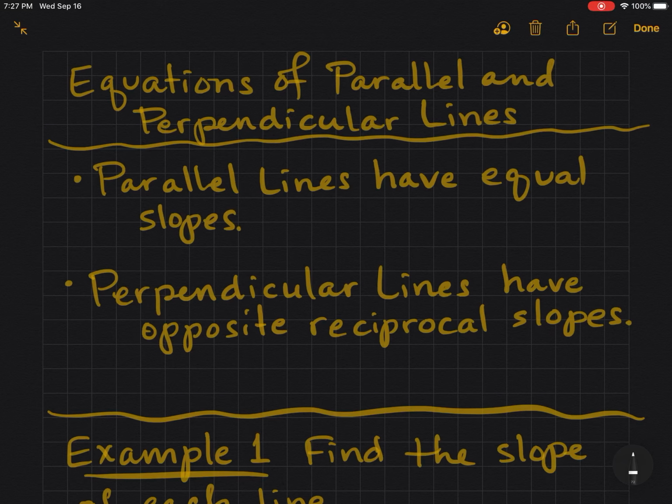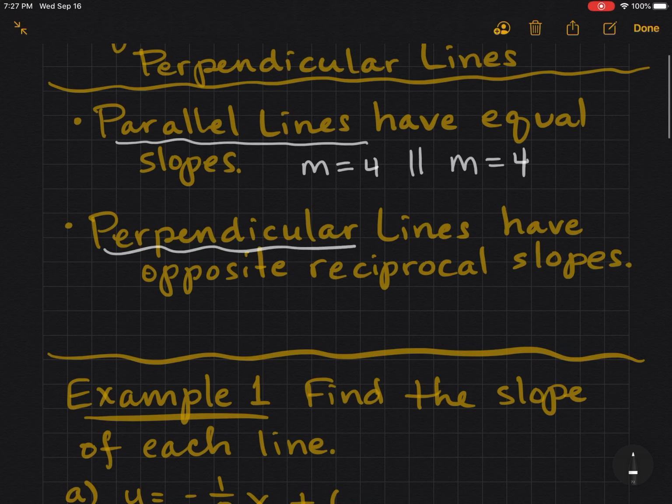Today we're going to learn about equations of parallel and perpendicular lines. Parallel lines have equal slopes, which means if one line has a slope of 4, then a line parallel to it must also have a slope of 4.